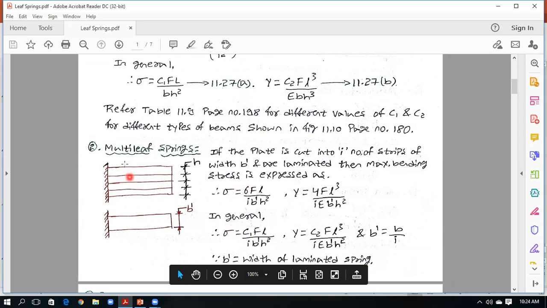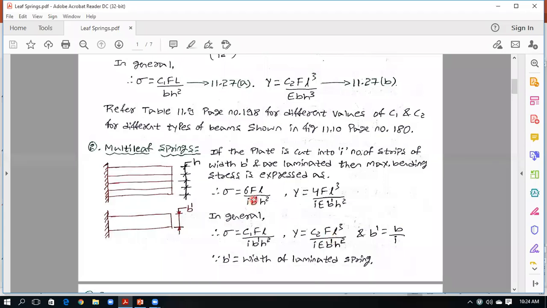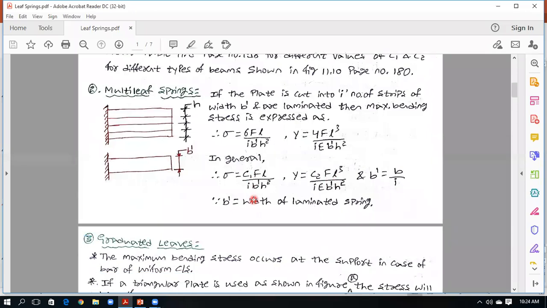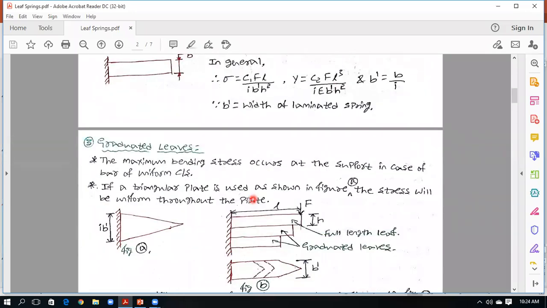Whatever the multiple leaf spring is there, it might be having simple support. For that reason, you have to substitute the values of C1 and C2. This equation is 11.28b, and this is 11.28c. This is about the laminated multiple leaf spring. And one more is graduated leaves.